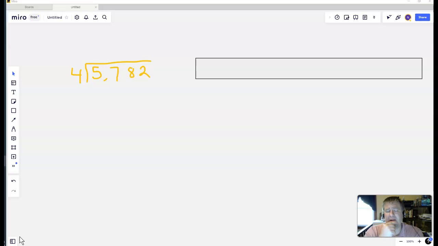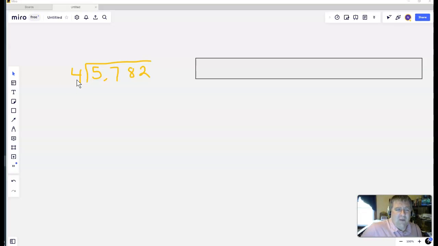I'm also going to look at this from maybe a slightly different angle than you've thought about division before, something I haven't really talked a lot about myself. All right, so getting down to this, we are looking at dividing 5,782 divided by 4.